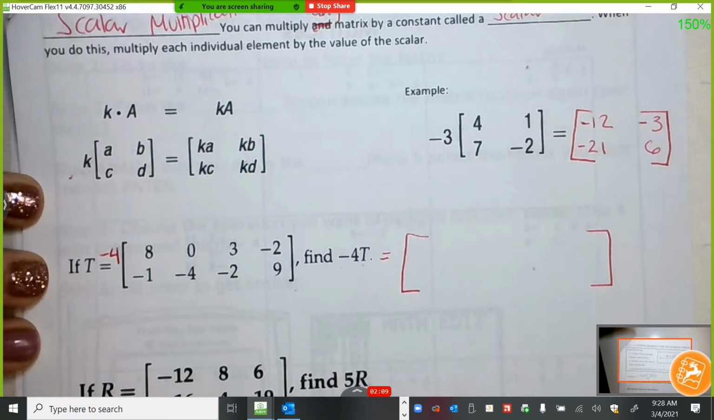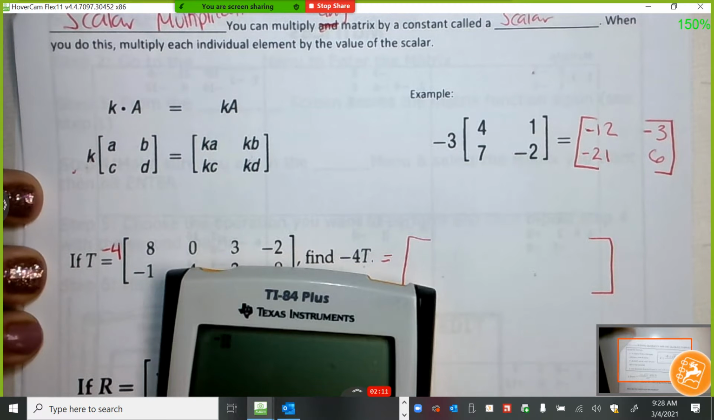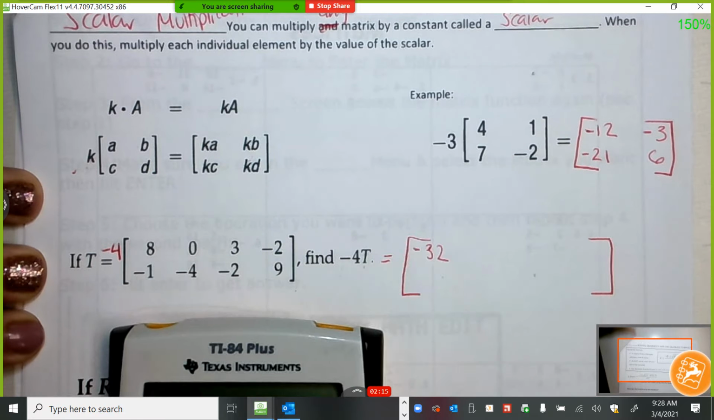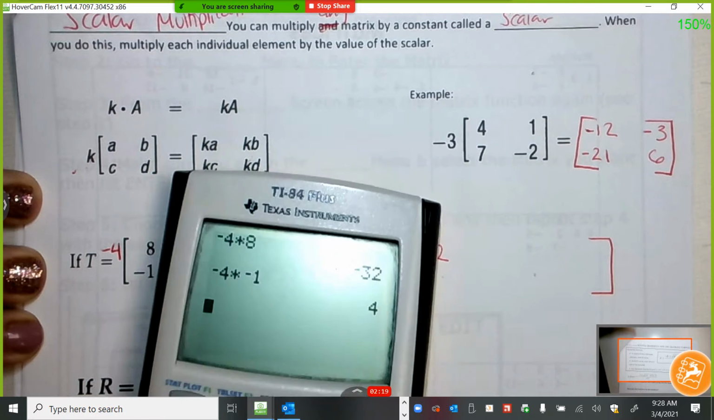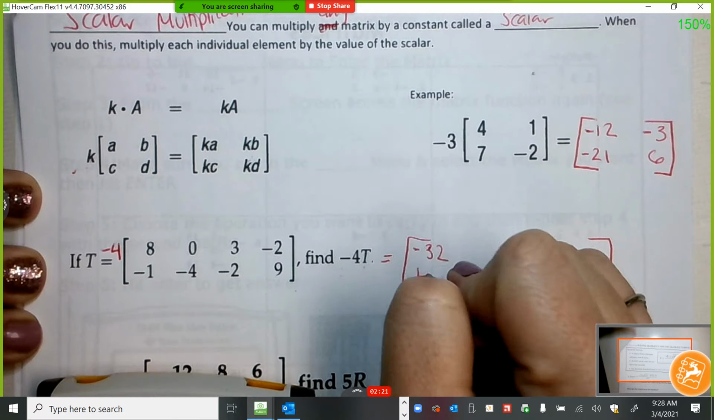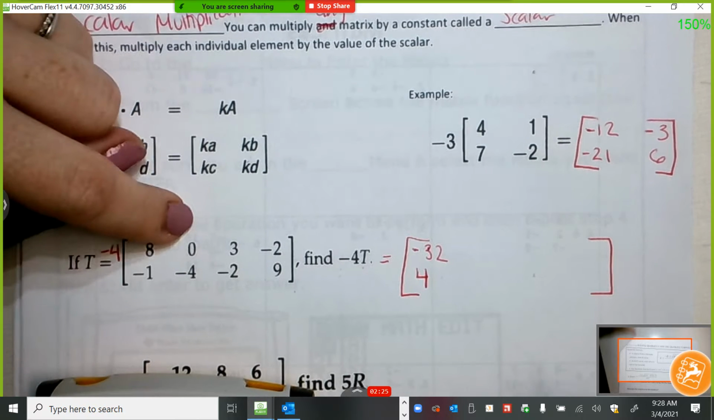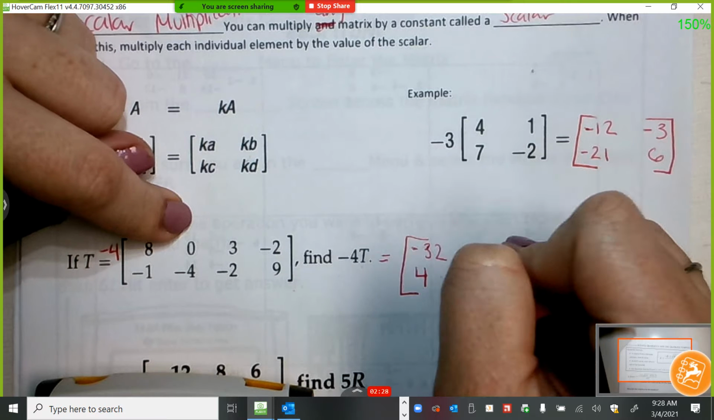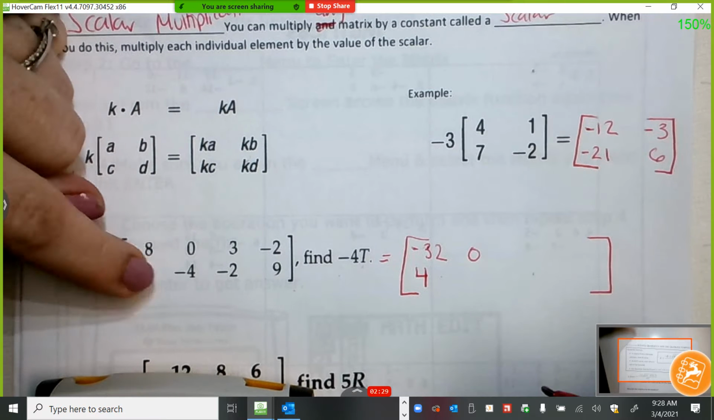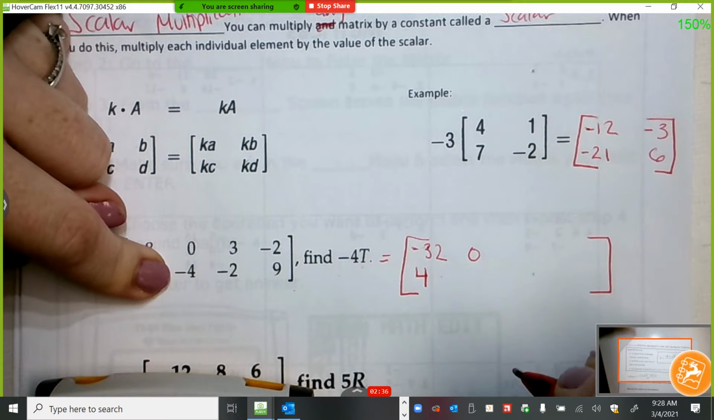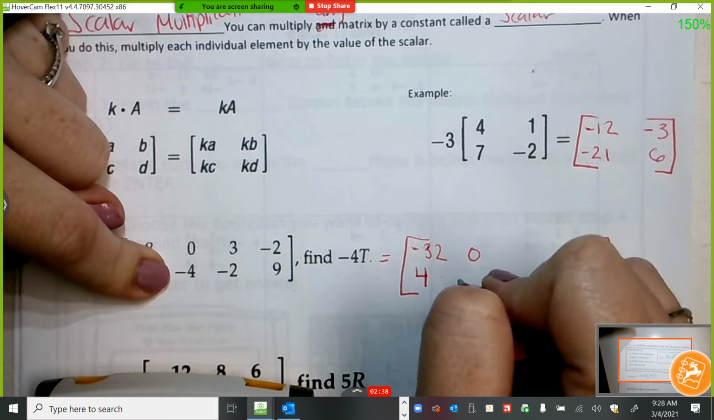And y'all, use your calculator. Negative 4 times 8 is negative 32. Negative 4 times negative 1 is positive 4, because two negatives makes a positive. What's anything times 0? 0. Okay, negative 4 times negative 4. Well, two negatives makes a positive, and what's 4 times 4? 16.